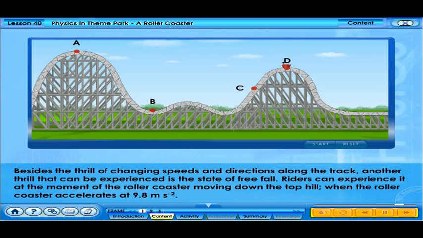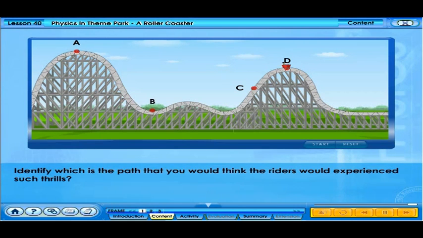Besides the thrill of changing speeds and directions along the track, another thrill that can be experienced is the state of free fall. Riders can experience it the moment the roller coaster moves down the top hill, when the roller coaster accelerates at 9.8 meters per second squared. Identify the path which you think the riders would experience such thrill.